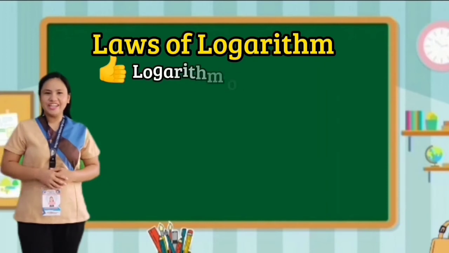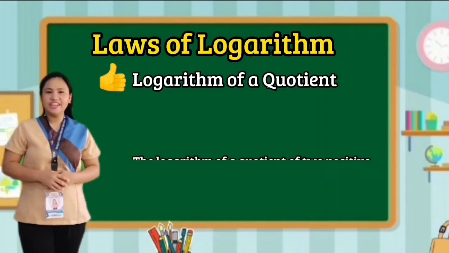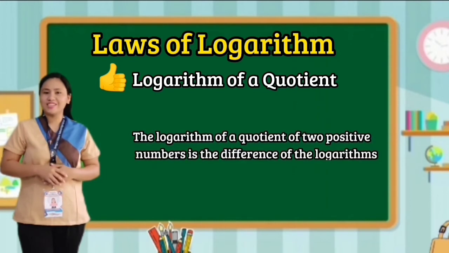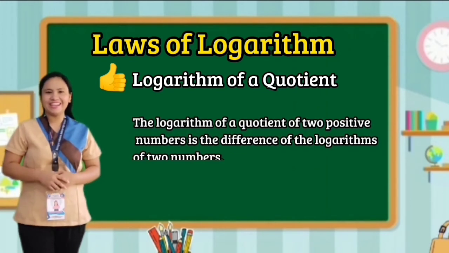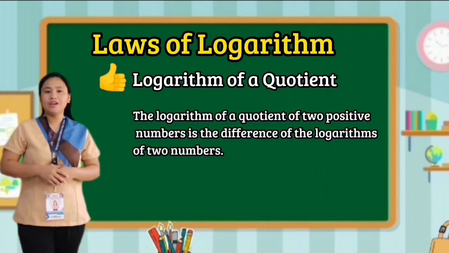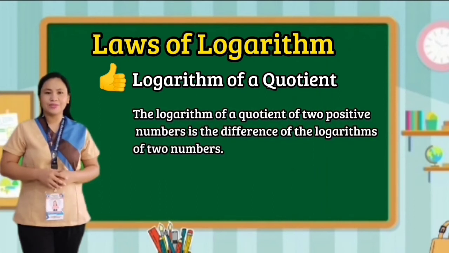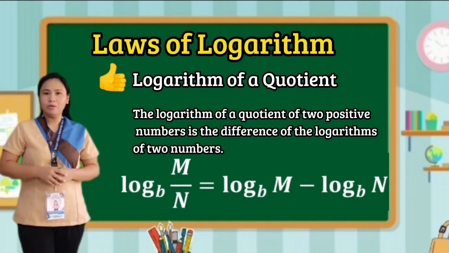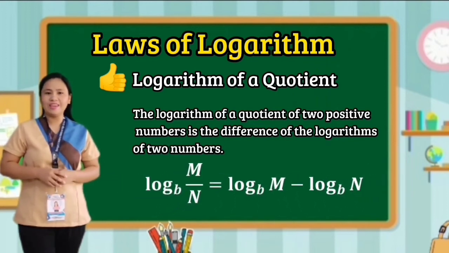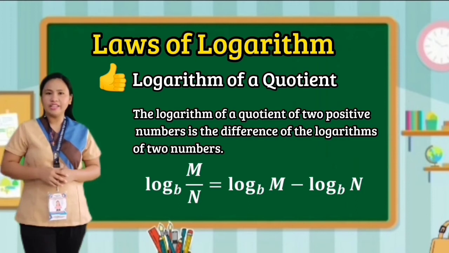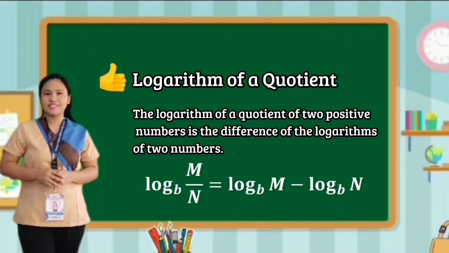Second, logarithm of a quotient. The logarithm of a quotient of two positive numbers is the difference of the logarithms of two numbers. In symbols, logarithm of m over n to the base b is equal to logarithm of m to the base b minus logarithm of n to the base b.